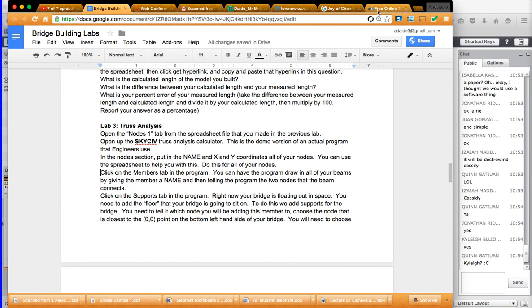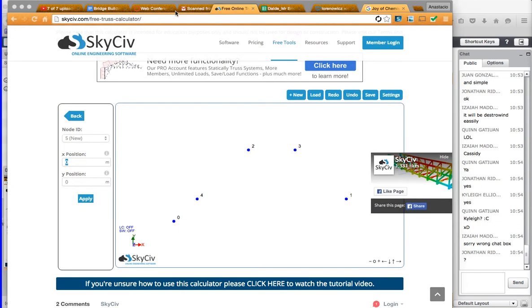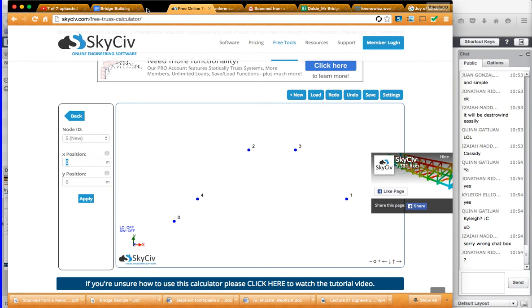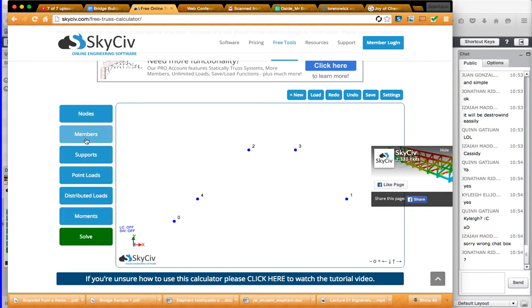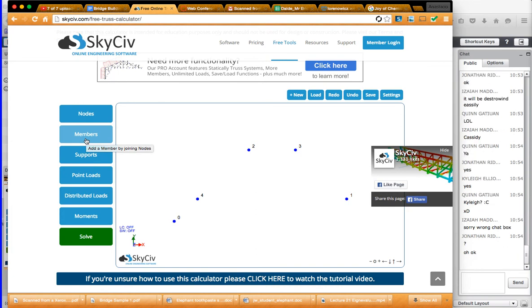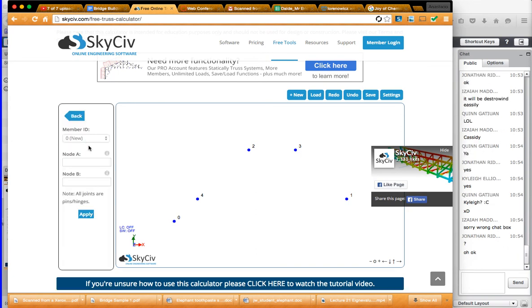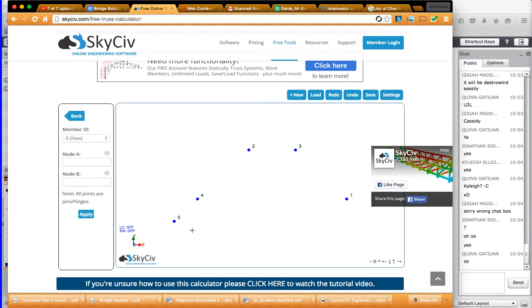All right. Let's just do one. All right, here we go. I'm going to press the back arrow. Now I'm going to include the members. So I included the nodes. It's almost like playing connect the dots back when you were a kid. And so what we did with the nodes is we made the dots first, right? And now we're going to connect the dots using our members.